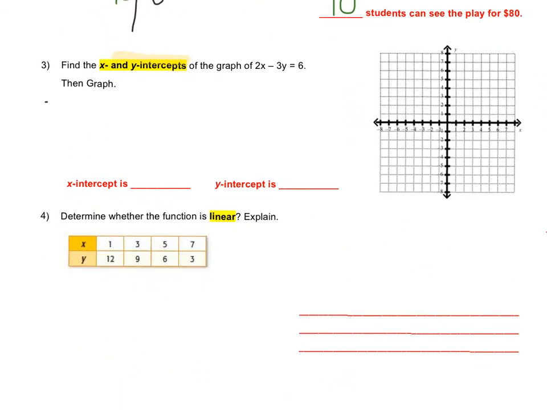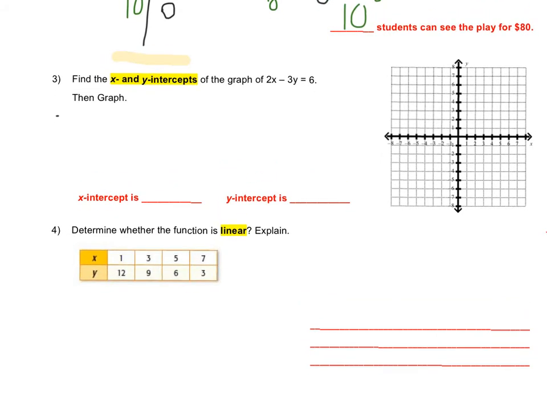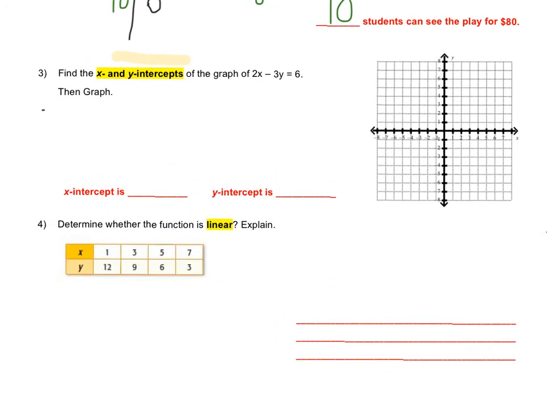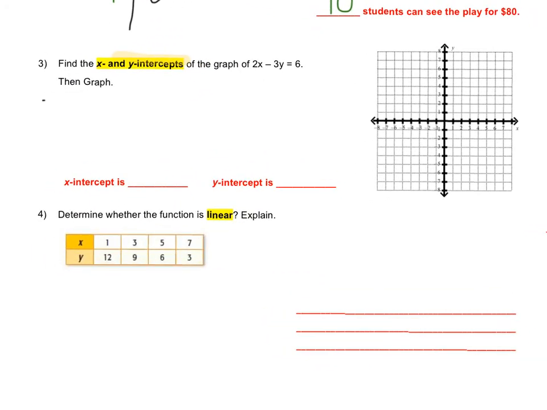Find the x and y intercepts of the graph of 2x minus 3y is equal to 6. Then graph. Well, what do I know about x-intercepts? The y value is 0.